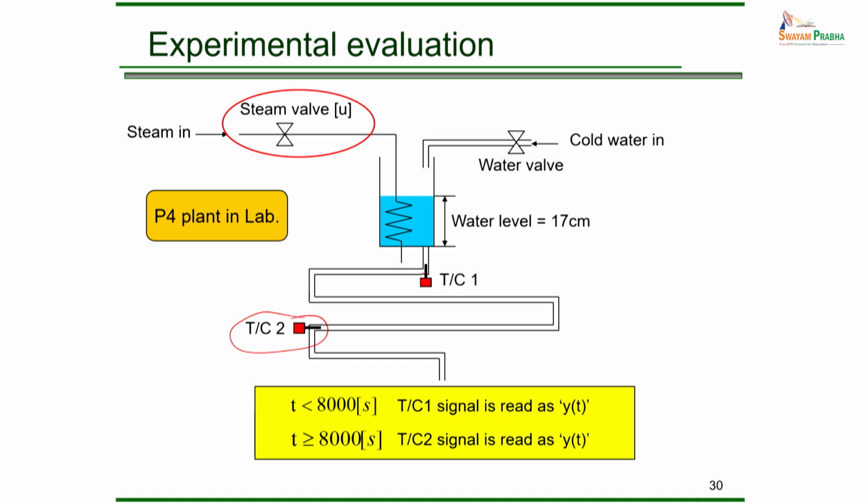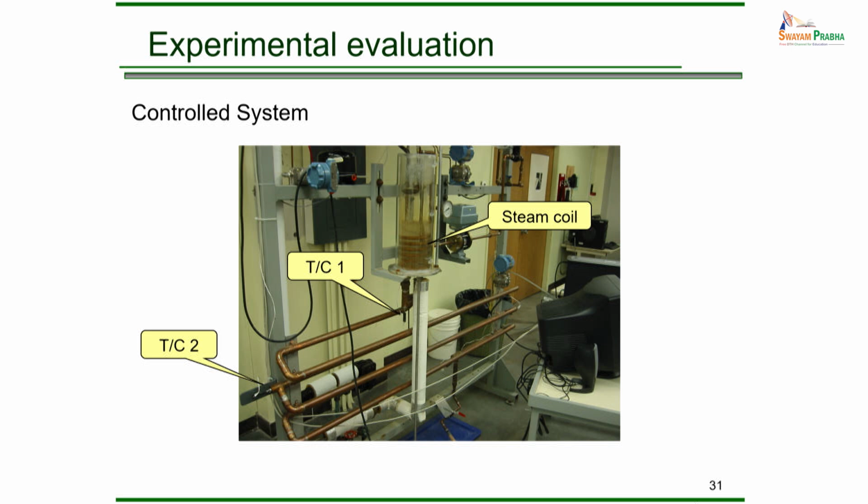So as you would expect, there is going to be a significant delay in measuring the temperature at thermocouple number 2 because of the transportation time. This is a long pipe. Here is the stir tank heater. Here is that long pipe, and we are measuring the temperature here at thermocouple 2 and here again at thermocouple number 1.